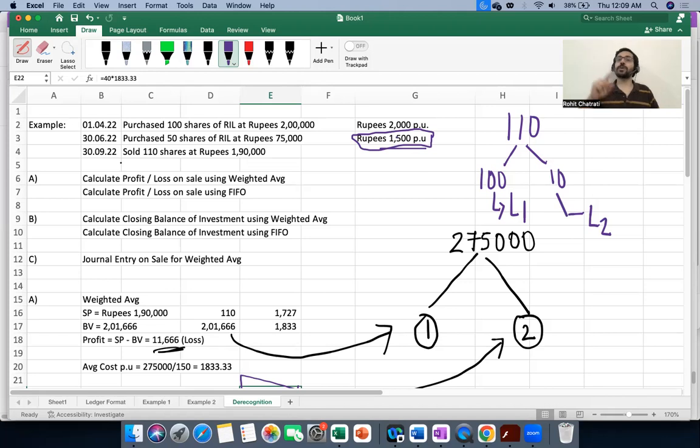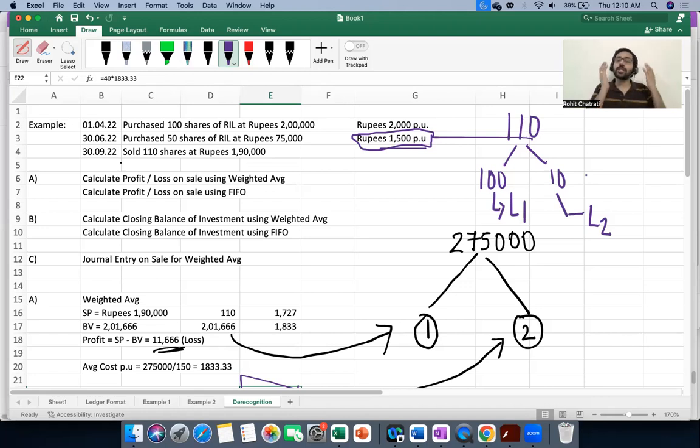The average cost per unit in lot 2 was 1500. Therefore, the total cost of lot 2 that I've sold is 15,000: 1500 multiplied by 10, which is equal to 15,000. The cost of those 10 units that I've sold in lot 2 is 15,000 rupees.